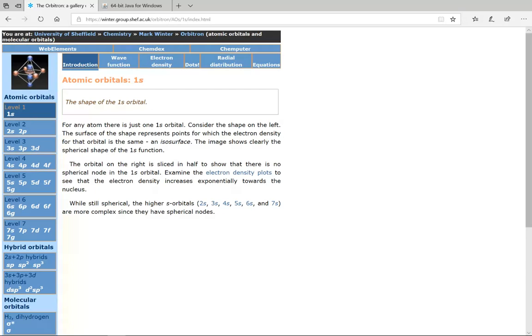So the way this is determined is somebody says, okay, in what region do I have like a 97% probability that I'll find the electron? And we draw that. So different people will choose a different percentage and get something that looks slightly different.